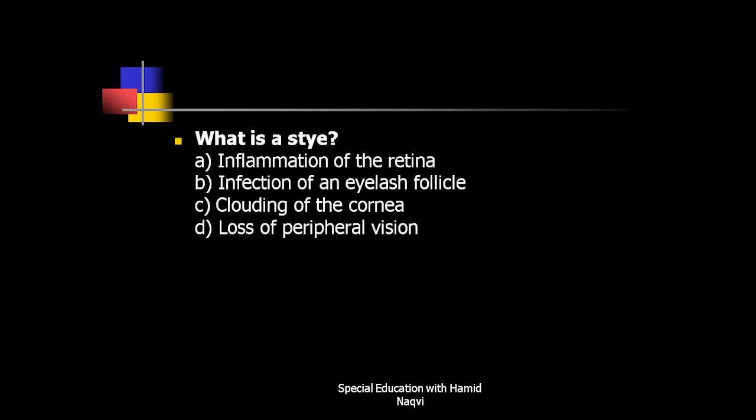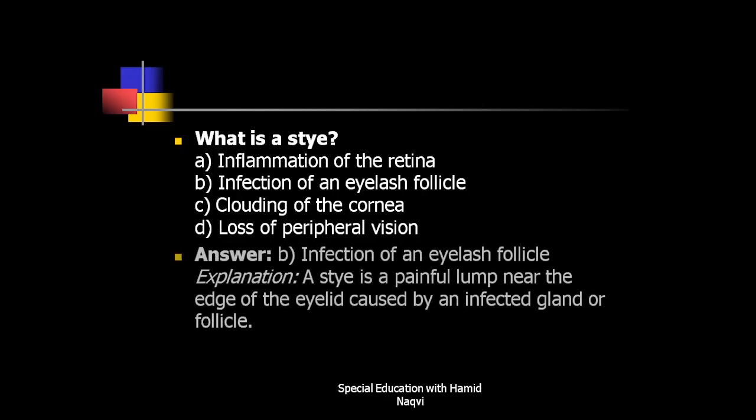What is a stye? Inflammation of the retina, infection of an eyelash follicle, clouding of the cornea, or loss of the peripheral vision? The answer is infection of an eyelash follicle. A stye is a painful lump near the edge of the eyelid caused by an infected gland or follicle.